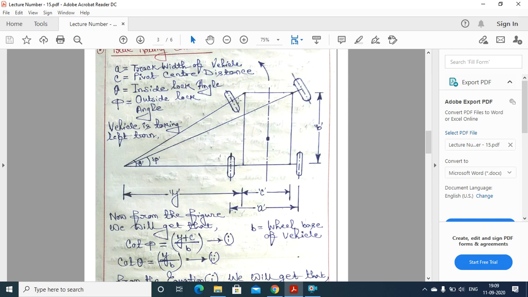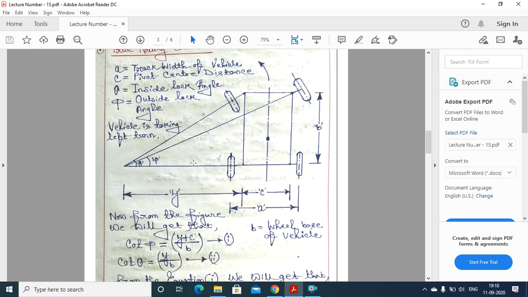Here RFI means the turning radius for the front inner wheel. We have to measure the distance from the instantaneous center to the center of this wheel. This distance will be known as the RFI. Similarly, RFO is the distance between the instantaneous center and the center of this wheel. So this will be RFO.